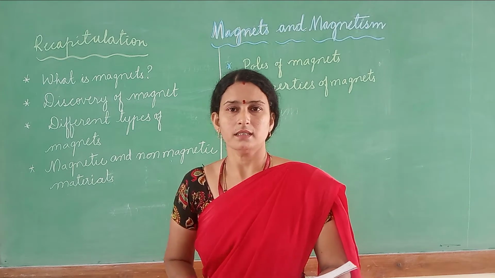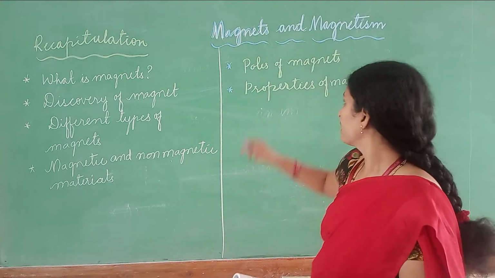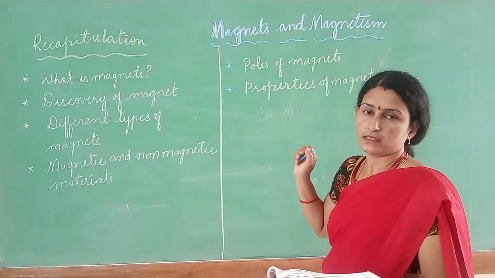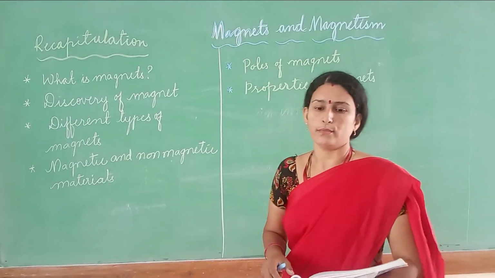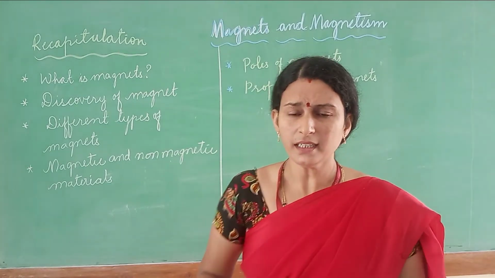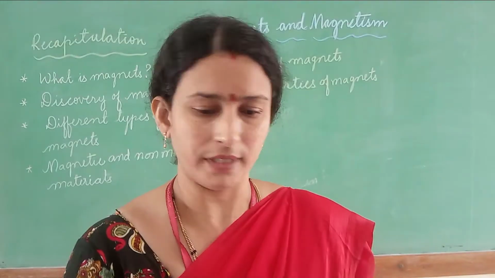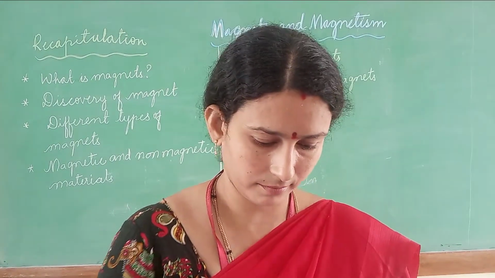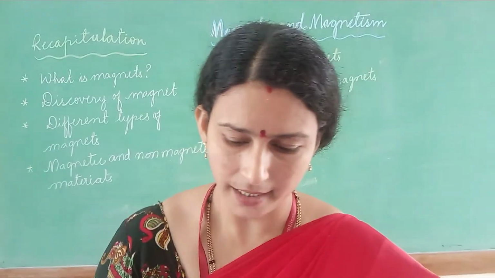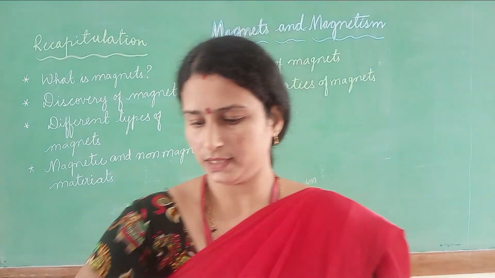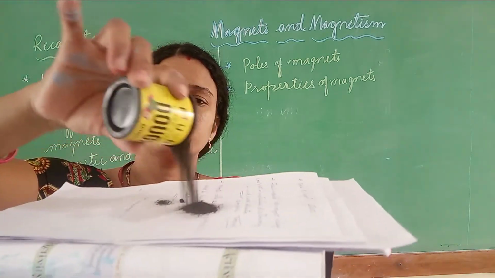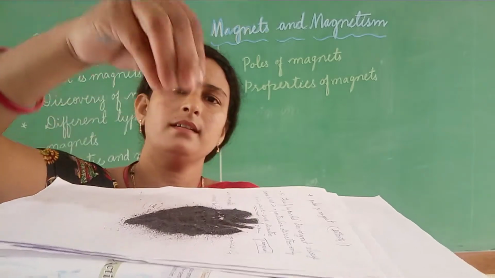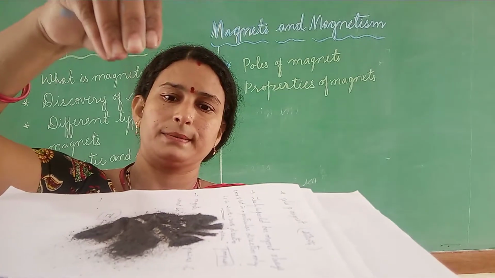In today's class we are going to learn about the poles of magnets and also the properties of magnets. So now, what are poles of magnets? For this I'll perform a small activity. Here I have taken iron filings and just spread them on the paper. Is it visible? See here, these are the iron filings.